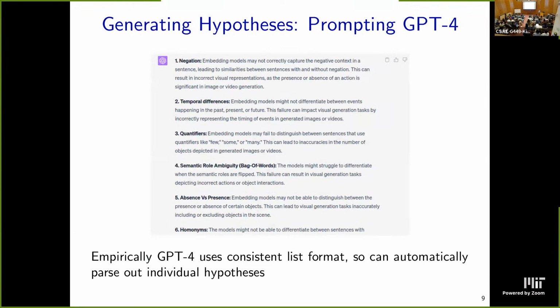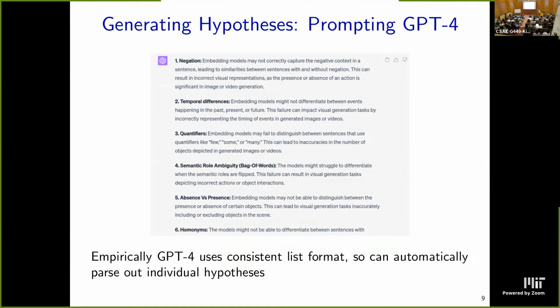What it does is produce a nice numbered list like this. I'm not sure how well people can read this, so I'll read the first one out for you. The first one says negation: embedding models may not correctly capture the negative context in a sentence, leading to similarities between sentences with and without negation. This can result in incorrect visual representations, as the presence or absence of an action is significant in image or video generation. Note that aside from just saying negation, it's saying a bit more, that it's about actions in particular. So it's a slightly more specific hypothesis than just negation. And then we get a bunch more of these. It basically always generates this in a markdown list format, so we can programmatically extract the individual hypotheses.